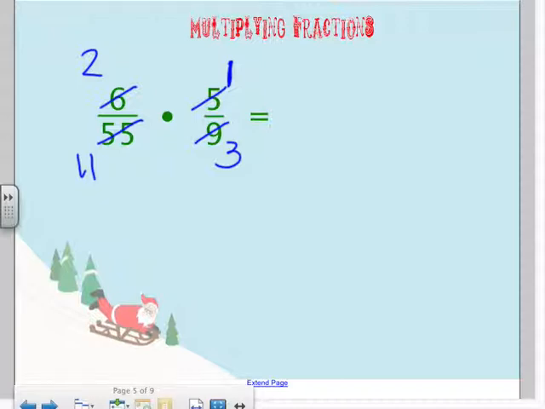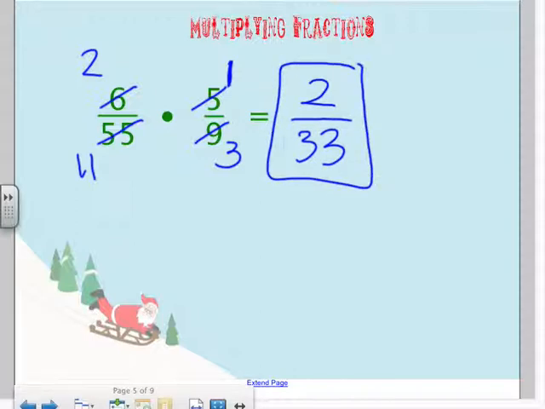Now we're going to do our multiplying. 2 times 1 is 2. 3 times 11, 33. And that's our final answer. Now be careful, double check your final answer is simplified because sometimes you might miss something in the original problem. So you want to make sure you didn't just miss out on anything.